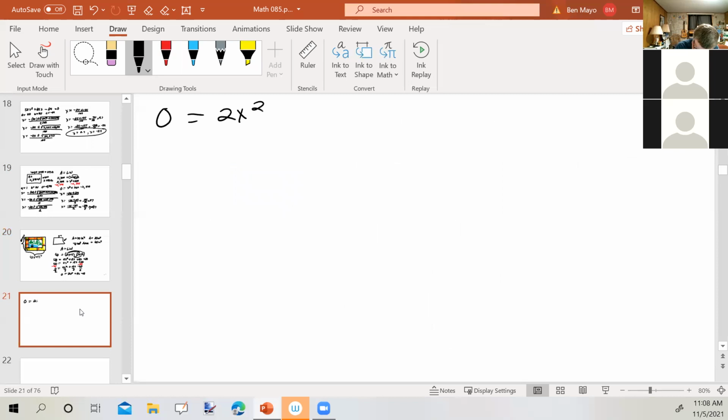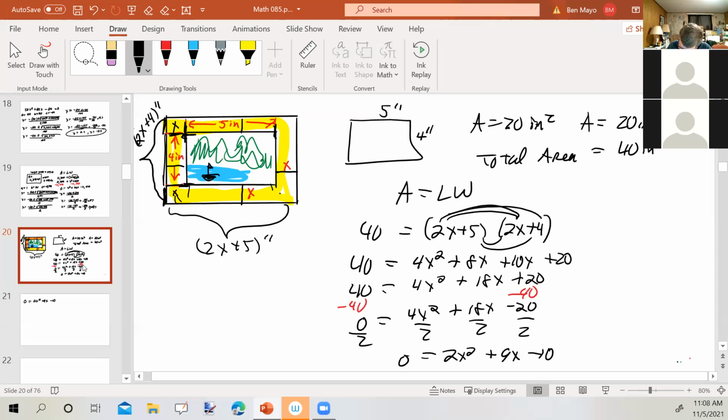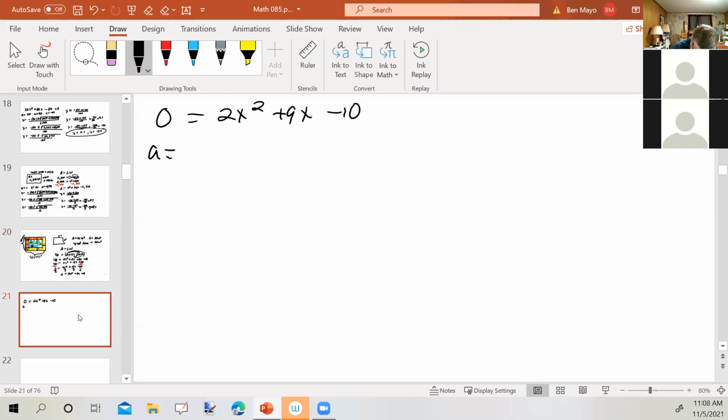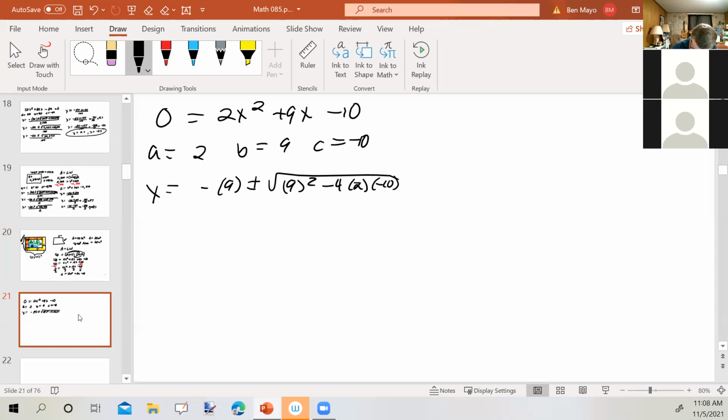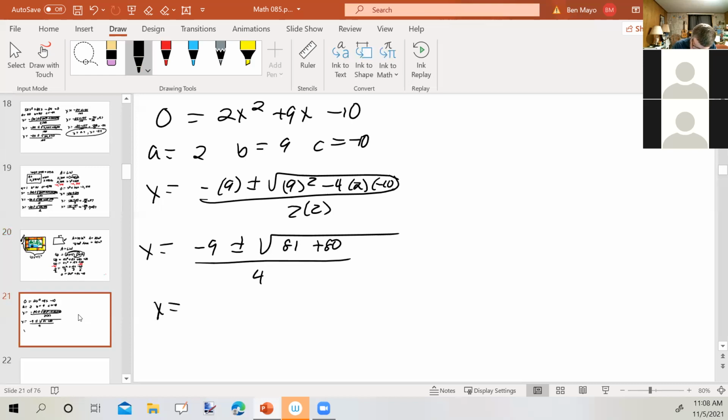0 equals 2x squared plus 9x minus 10. Okay, so now a is 2, b is 9, and c is negative 10. x equals negative b plus or minus the square root of b squared minus 4ac all over 2a. x equals negative 9 plus or minus the square root of 81 minus 4 times 2 is minus 8 times minus 10 is plus 80 all over 4. x equals negative 9 plus or minus the square root of 161 all over 4.